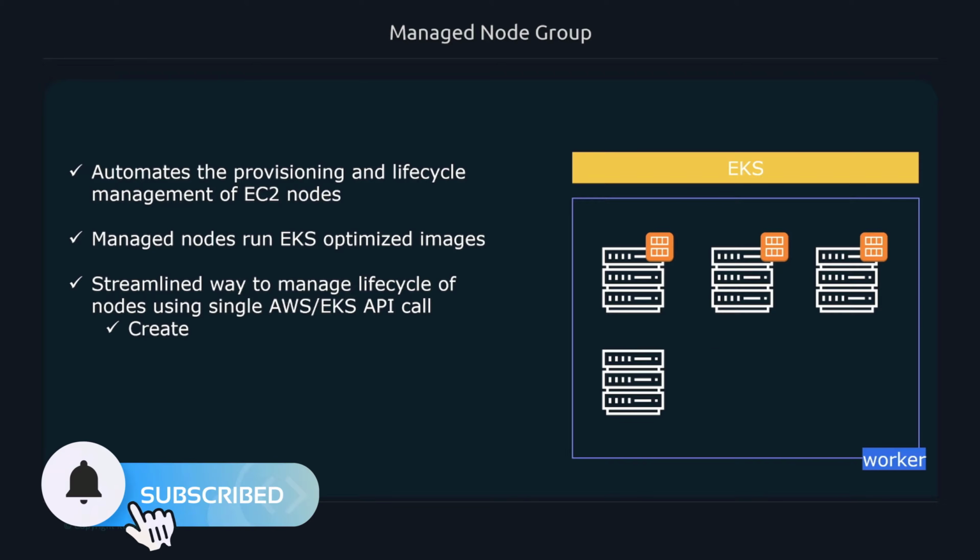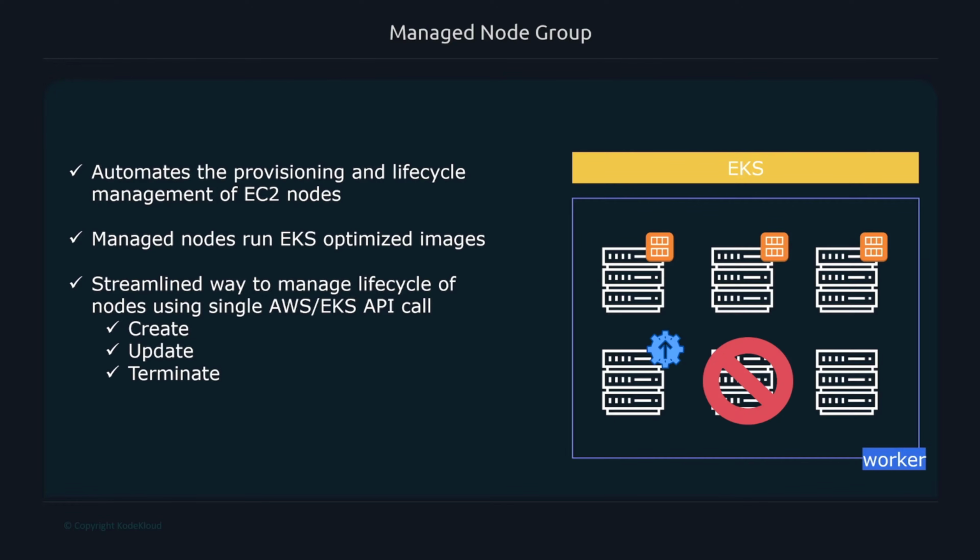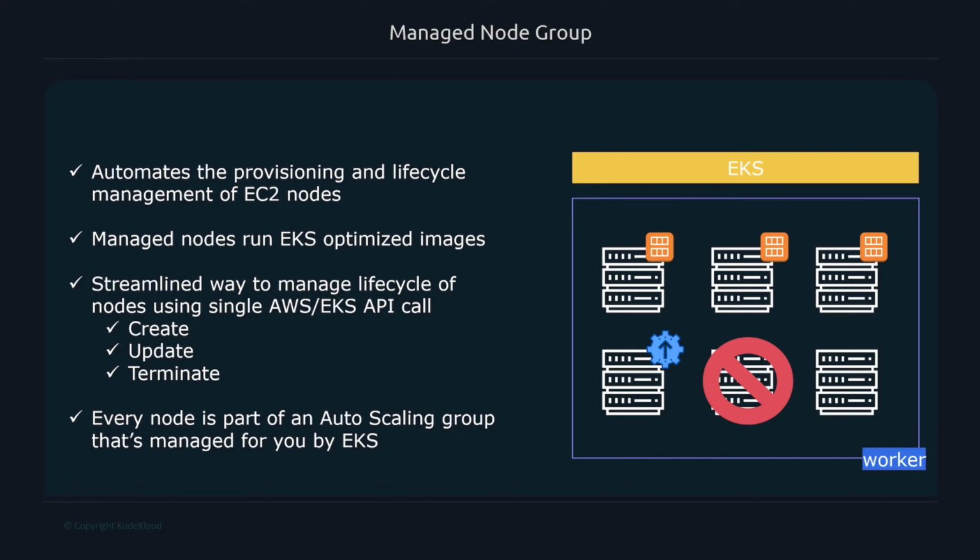So if you want to create new EC2 instances, it's just one single command or just a click of a button. If you want to update a server, it's very easy to do. And you can also terminate instances just by making a single API call. And lastly, every node is going to be part of an auto-scaling group that's managed for you by EKS.